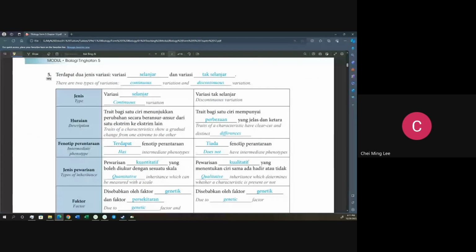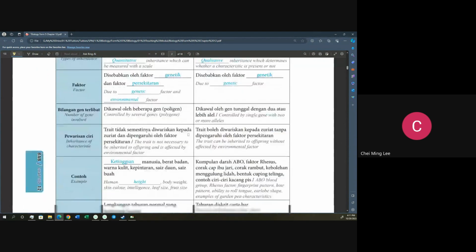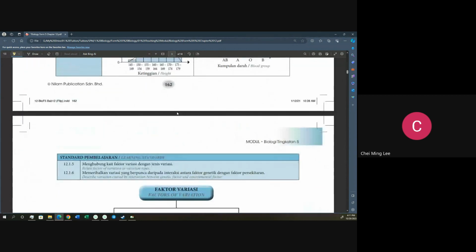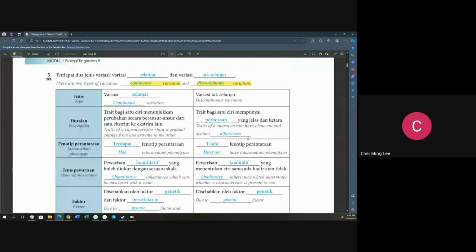So we have two types of variation: continuous variation and discontinuous variation. These are the difference between both of them.